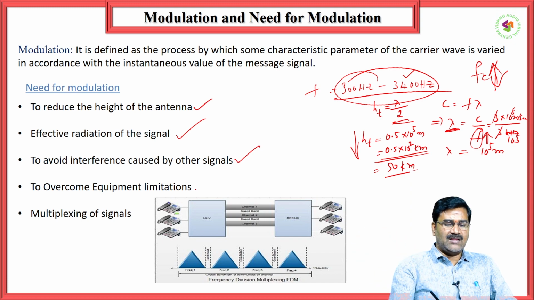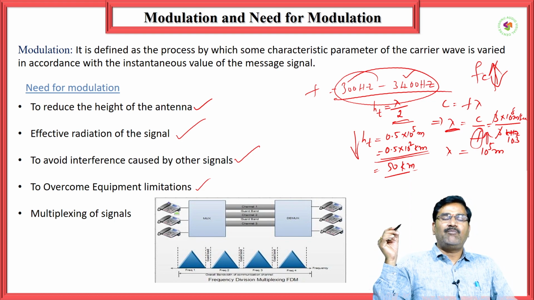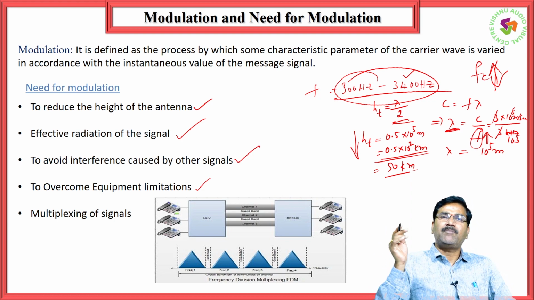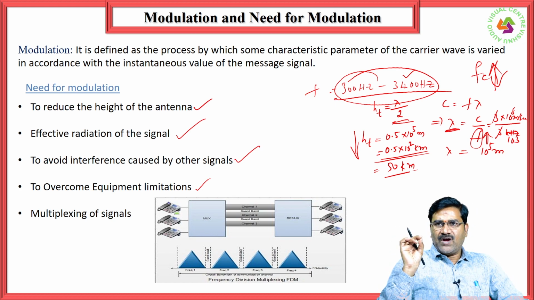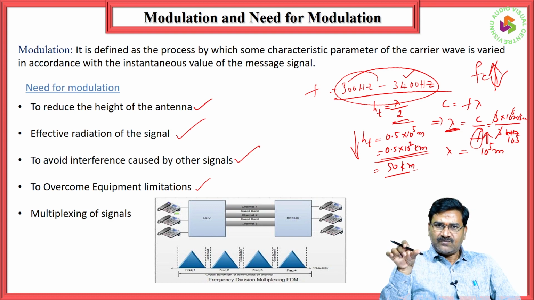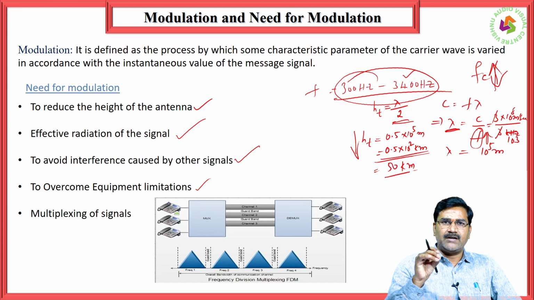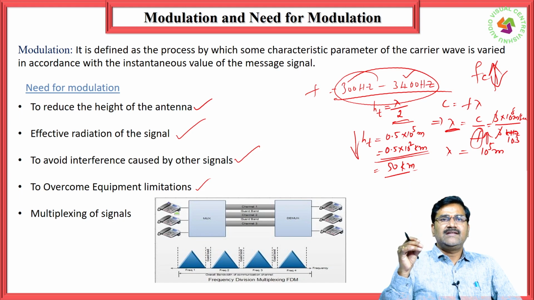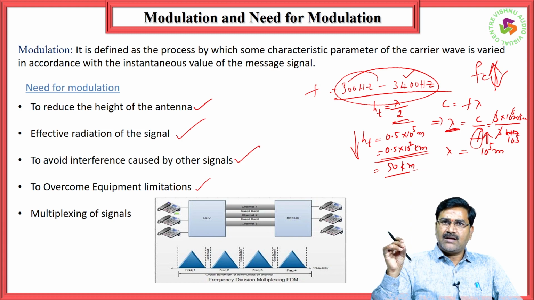Okay, and another point is to overcome the equipment limitations. If you look at the amplifiers and filters, they will work satisfactorily at a particular frequency band only. So it is very difficult for you to design a filter at a frequency which is emitted by the signal source. Already in the market, the available equipment will be there. They will be working satisfactorily at a particular frequency.